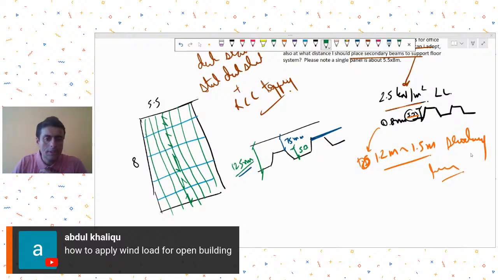His next question is how to apply wind load for an open building. So for an open building, I'm assuming there is no cladding, there is no obstruction. So then you could apply the CF factors. You could calculate the CF factors for your structural columns and beams. And as per those CF factors, you could apply the wind loads only on the exposed area of the member.